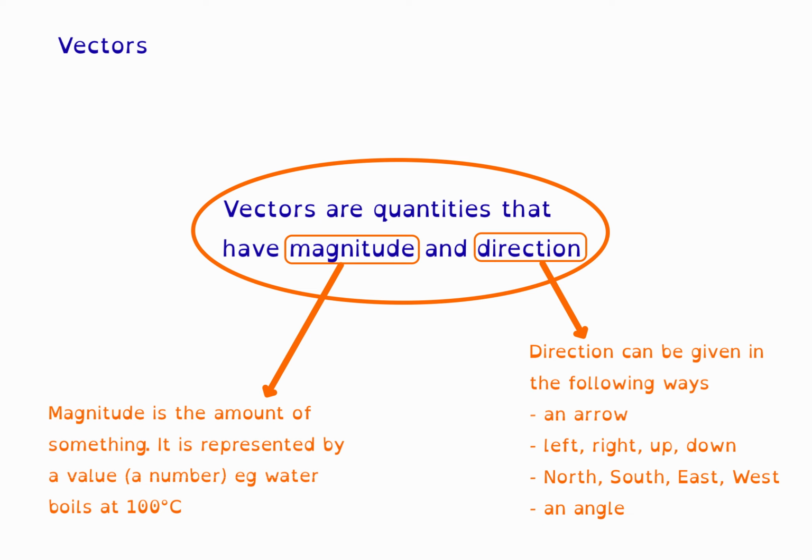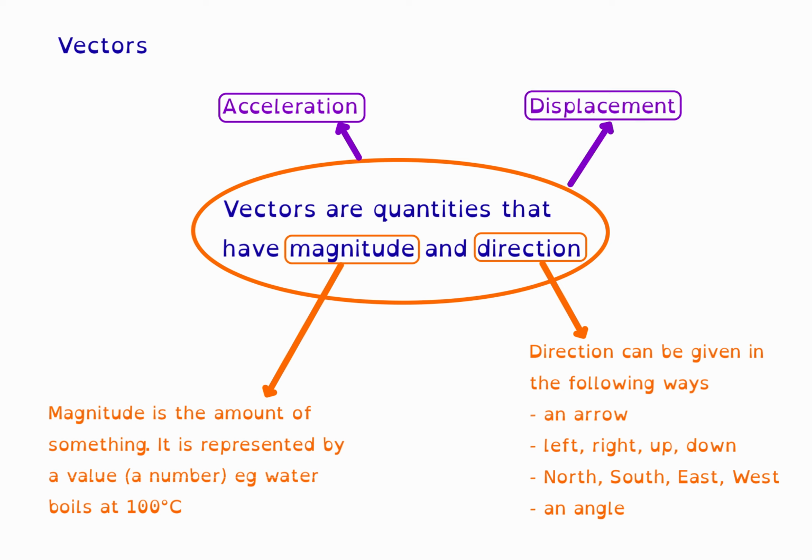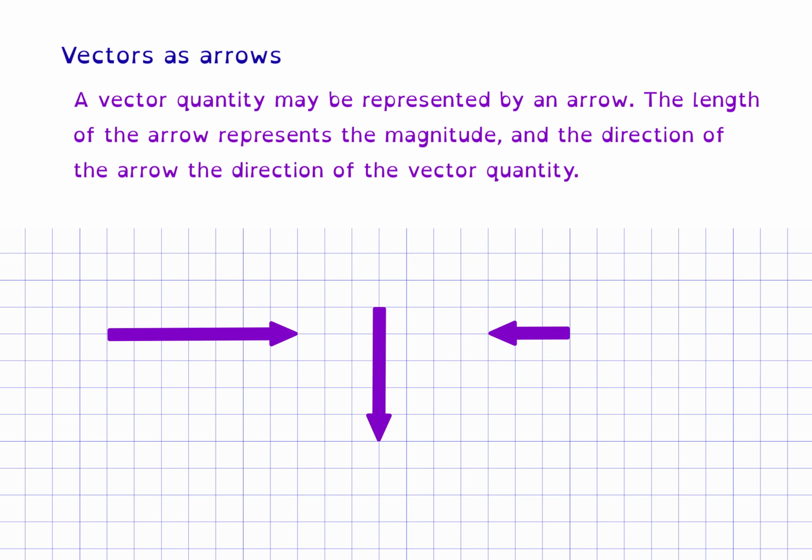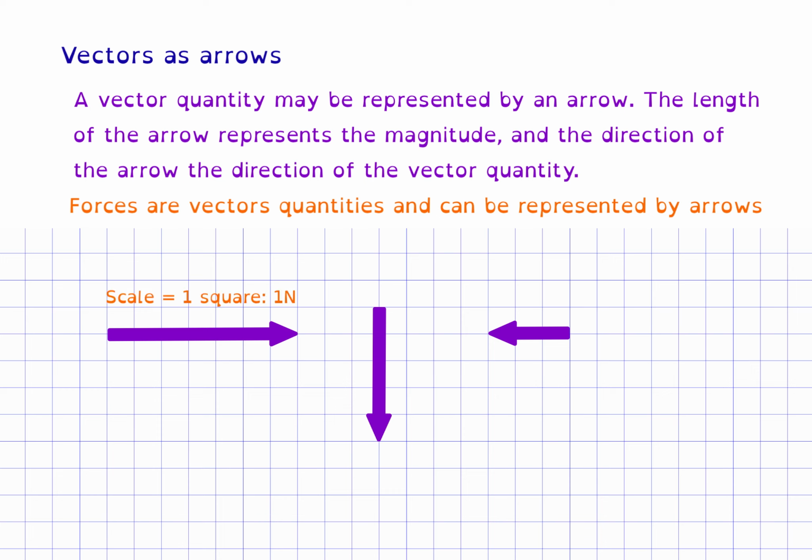These are examples of vector quantities that you will be coming across in your course: acceleration, displacement, velocity, momentum, weight, and force. A vector quantity may be represented by an arrow. The length of the arrow represents the magnitude, and the direction of the arrow represents the direction of the vector quantity. Here we have a scale that is 1 square equals 1 newton. This particular arrow is 7 squares across, so that is 7 newtons. And the direction that it's pointing in gives us the direction, in this case east.